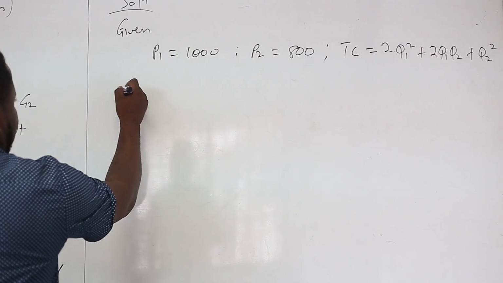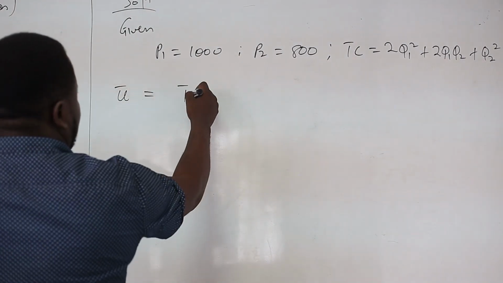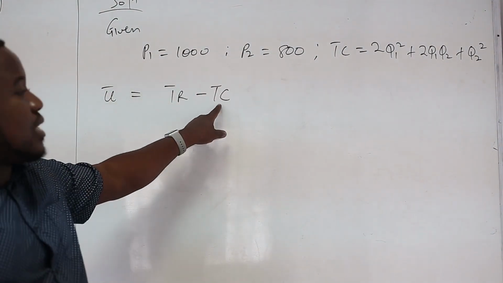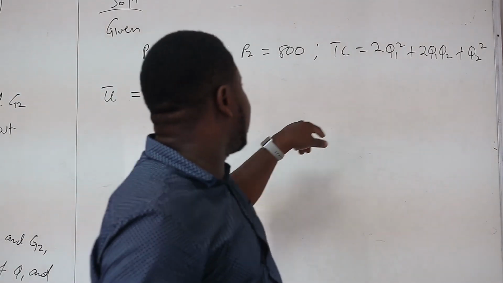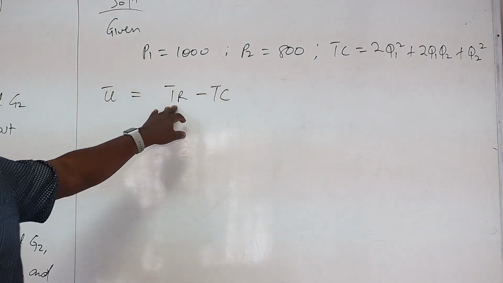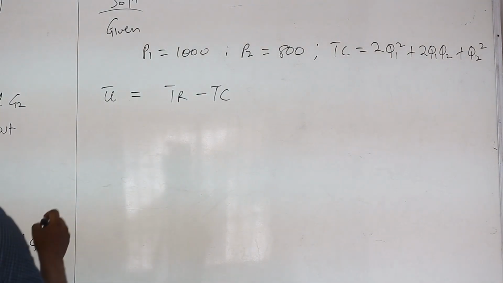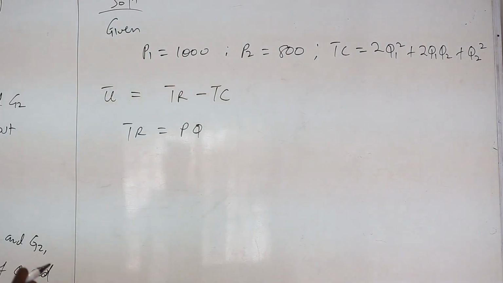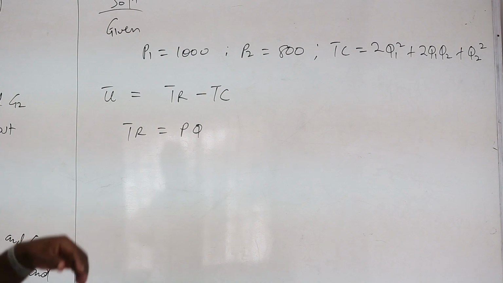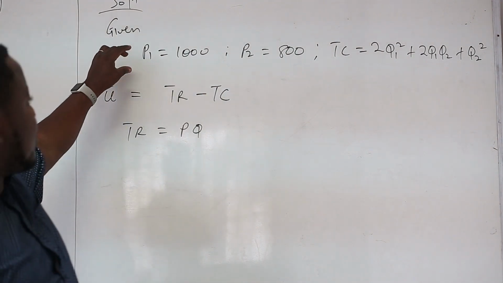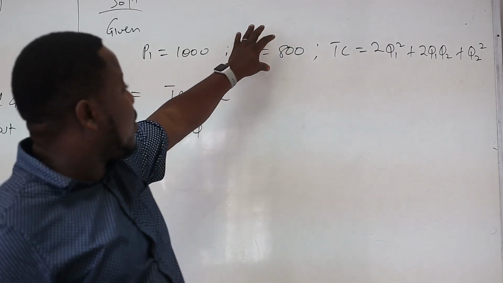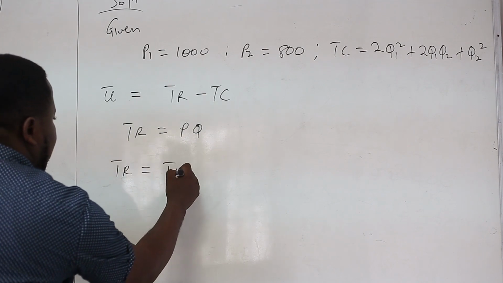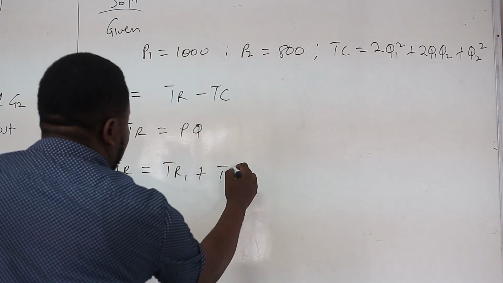So we know profit is equal to total revenue minus total cost. Total cost is given in the question as this. We will have to find total revenue. We also know that total revenue is equal to price times quantity. But we have two products, so our total revenue will be total revenue from product 1 plus total revenue from product 2. So our total revenue TR will be equal to TR1 plus TR2.